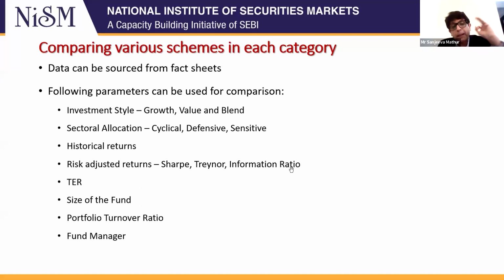Historical returns. Please note, historical returns are important, but they should not be the only parameter. Risk-adjusted return, I'm just summing up what I discussed some time back: Sharpe, Treynor, information ratio, etc. Size of the fund, which I talked about, AUM. Portfolio turnover ratio, which I talked about, the lower the better. Fund manager is very important. These are the parameters you should look at. Things will be simple, and most of these are available in the fact sheets on various financial sites.